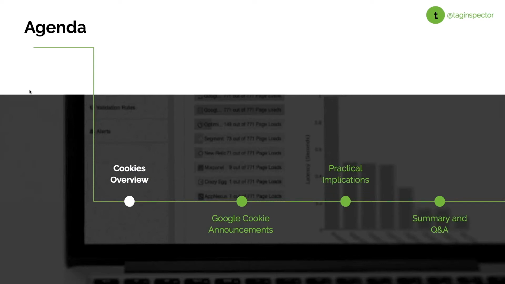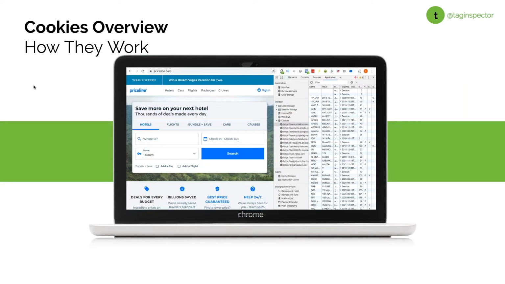Cool. So now that housekeeping is wrapped up, let's dig right in. To start out with the cookies overview, just really high level: what are cookies? Cookies are little text files that get placed on a user's browser, used for a number of different purposes, but you can think of them just as a mechanism that platforms are using to store information about a user.